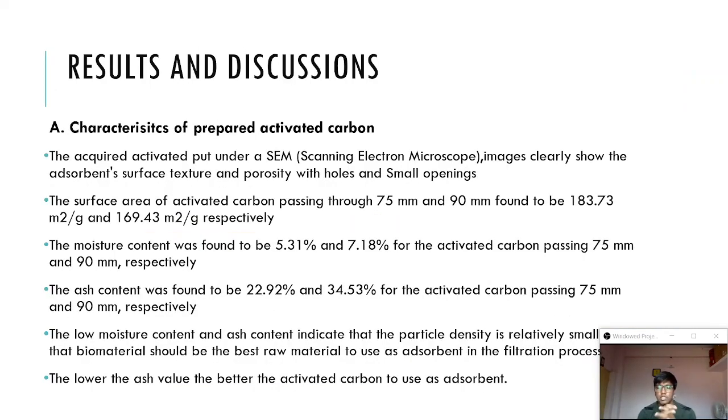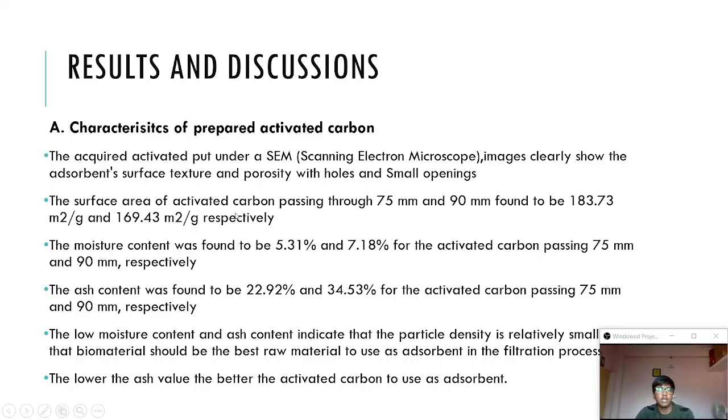So next we go towards results and discussions. A, characteristics of prepared activated carbon. The acquired activated carbon was put under an SEM, scanning electron microscope. Images clearly show the absorbance, surface texture and porosity with the holes and small openings. These are all facts that we observed.